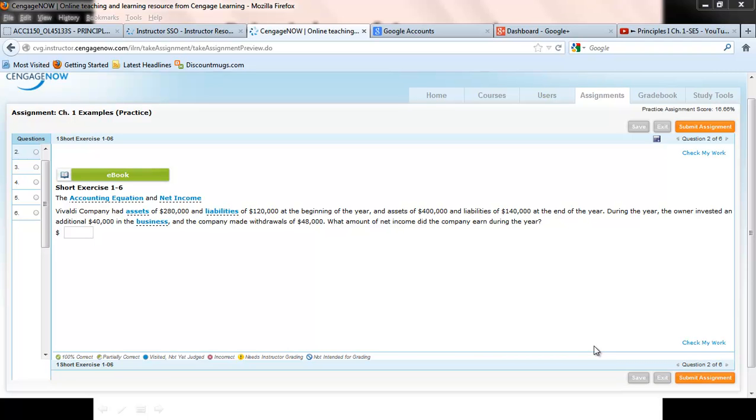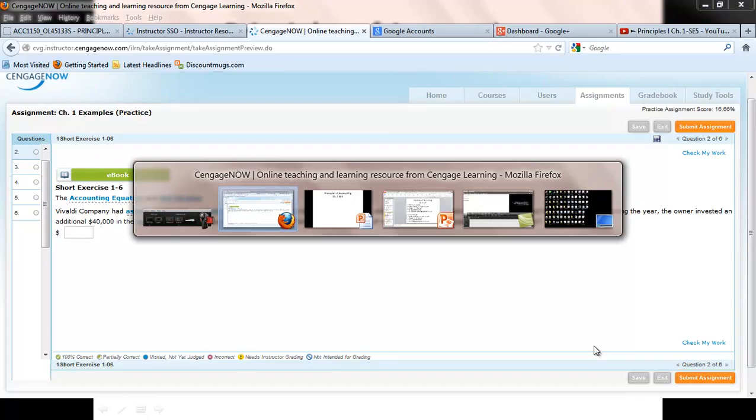So the first thing we're going to have to do is analyze our accounting equation and solve for our owner's equity at the beginning of the year, and then again for our owner's equity at the end of the year. Then we're going to take into account additional owner investment, company withdrawals, our beginning owner's equity, our ending owner's equity, and we're going to look at the equation necessary to actually solve for the net income for the company during the year. So let's begin.